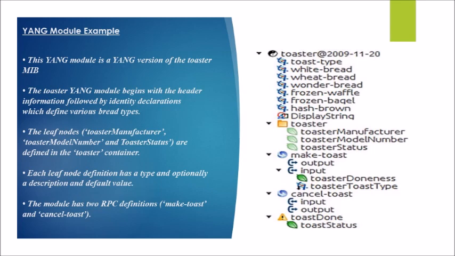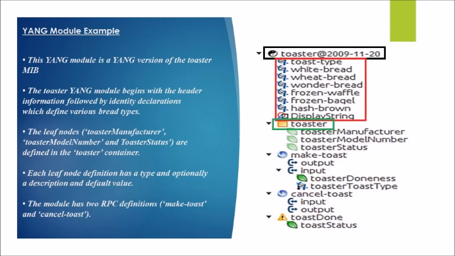So the toaster YANG module begins with the header information. Here it is called header information. If you consider this is a header, this should be the information. All these headers actually come with header information followed by identity declarations, which define various types of bread.